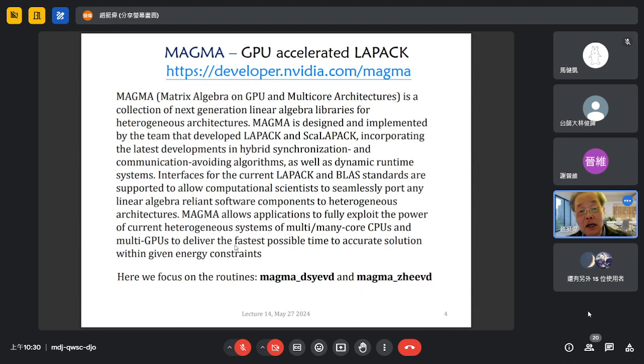Here I only focus on the MAGMA DSYEVD, which solves the eigenproblem of the real symmetric matrix, and this is the routine for solving the eigenproblem of the Hermitian matrix. These two kinds of problems are mostly common in physics, I think.